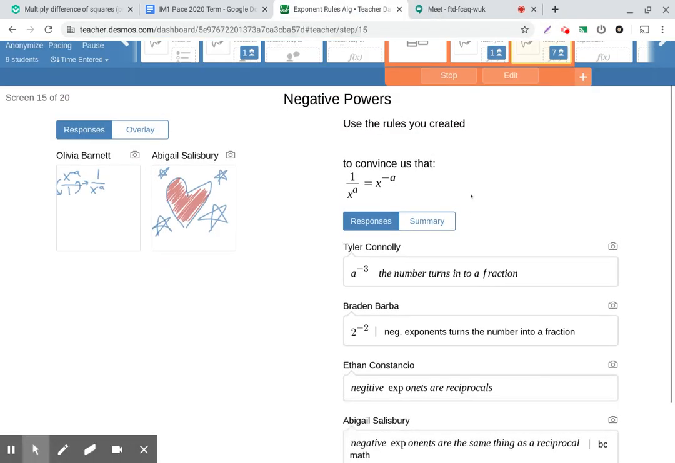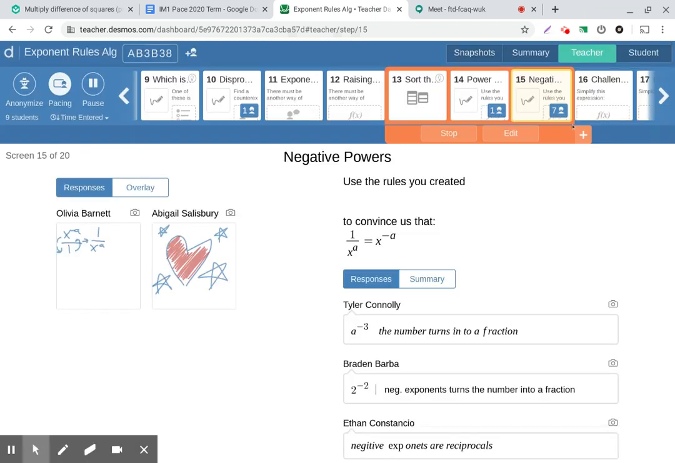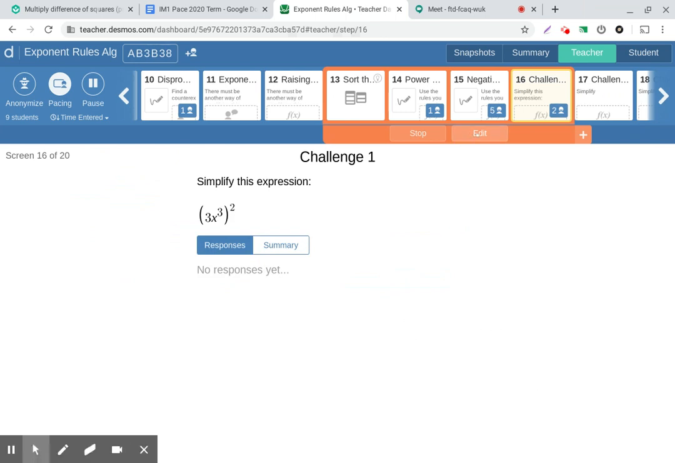Oh, coloring and everything. Nice. All right, screen 16. Let's roll. Don't forget to square the 3 here. So what is 3 squared? 9. So to make sure, don't put 3. It's going to be 9.